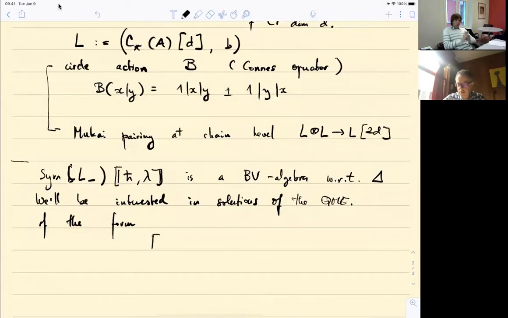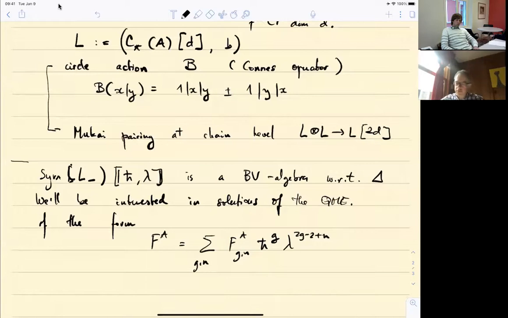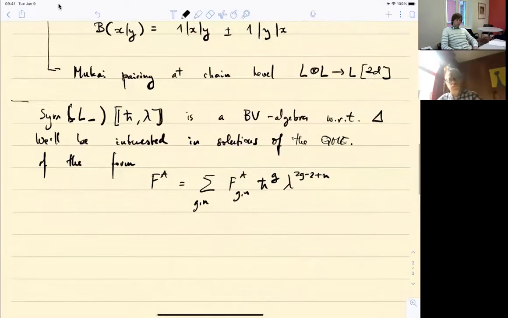F, maybe A, equals the summation of F A G N, h bar to the G, lambda to the 2G minus 2 plus N. These will be the solutions, and I will fix one initial condition where I want F. Actually, I'm not going to tell you yet what the initial condition is. I'm just going to tell you which thing I'm fixing, with fixed F03.